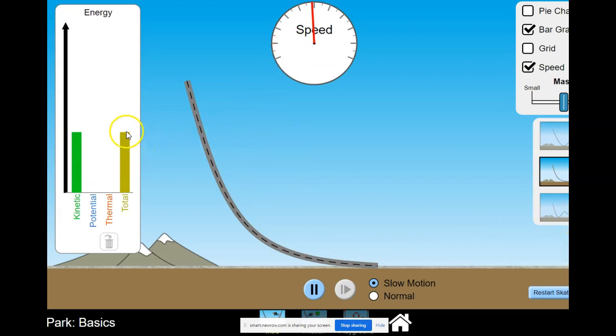Again, at the top, we had lots of potential. At the bottom, we had lots of kinetic, where we're moving the fastest. But in total, the total stayed the same the entire time. Excellent. All right, let's go ahead and jump back to our PowerPoint here and talk a little bit about this.